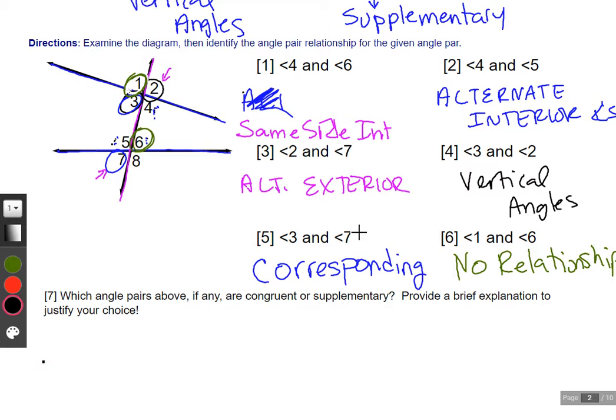If same side interior angles are supplementary, that means your lines have to be parallel. If alternate exterior angles are congruent, that means they have to be parallel. But since we don't know that they're parallel, we really can't say anything, with the exception of one answer. So angle 3 and angle 2 are congruent, okay, and that's because they are vertical.